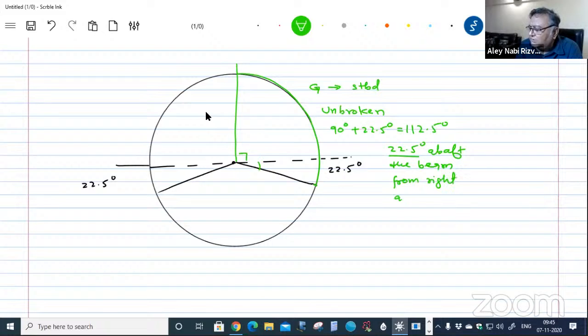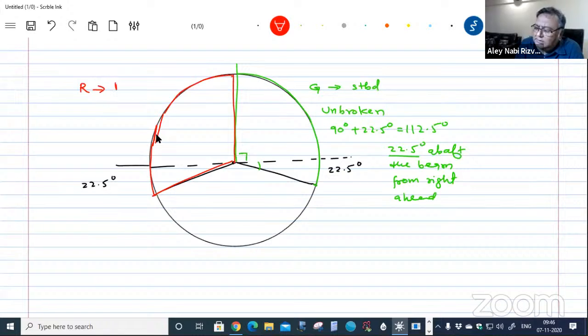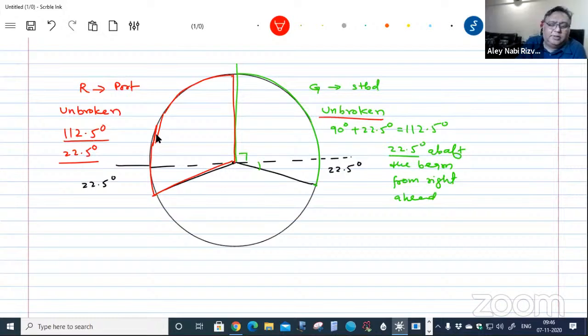So this is a quick introduction about the starboard light. Similarly, the port side light will be this one. And here, this is red, and that is the port side. Obviously, again, it is unbroken. And obviously, the arc is 112.5 degrees. And you can see 22.5 degrees above the beam.